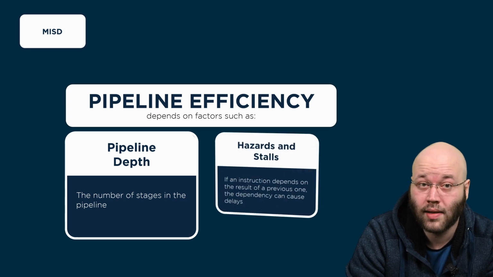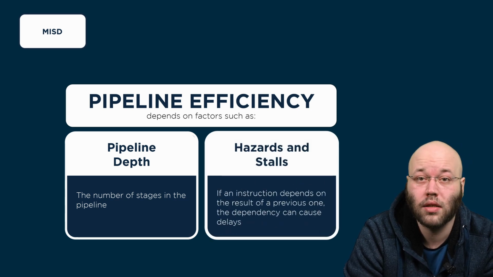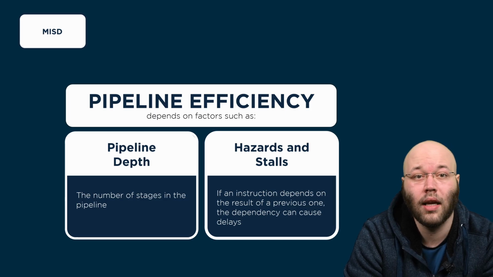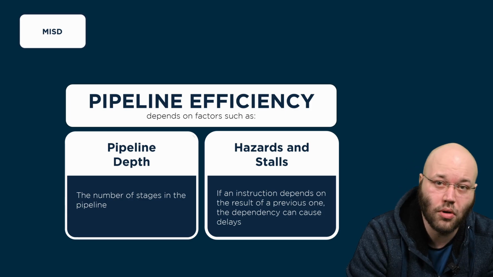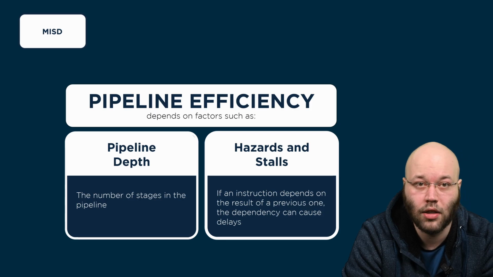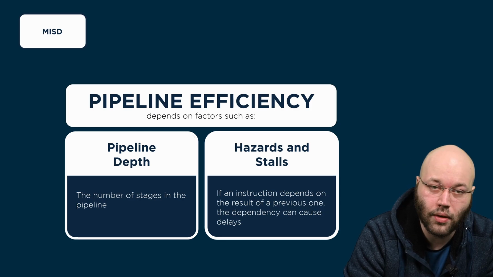Which brings us to hazards and stalls, where in situations where an instruction depends on the result of a previous one, the dependency can cause delays. Advanced processors use techniques like out-of-order execution and branch prediction to mitigate these issues. We'll discuss these in a moment. Pipelining is one of the key optimizations that allow MISD architectures to perform better than their basic sequential counterparts. It significantly improves efficiency and instruction throughput, bridging the gap between simple sequential execution and more advanced parallel computing models.